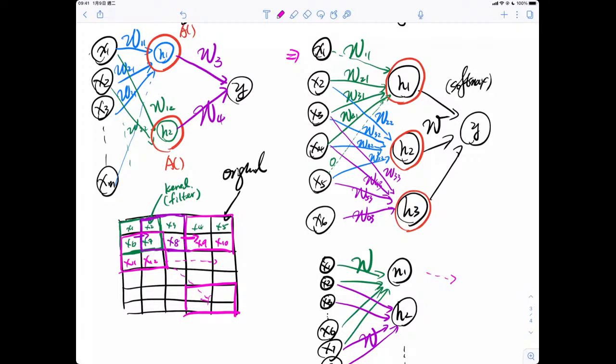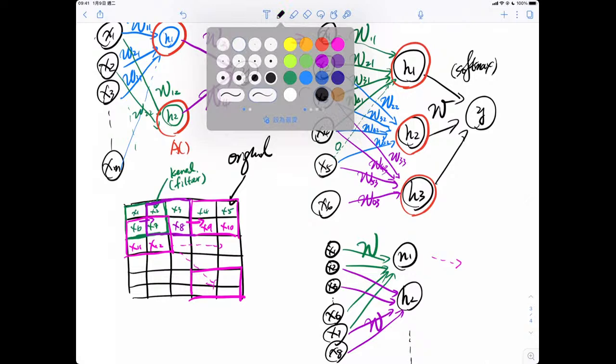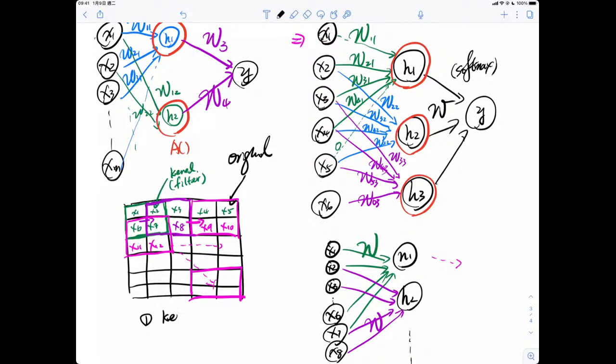Of course, your kernel can be larger, like 3 by 3, 4 by 4, 7 by 7, or you can design a kernel which is 2 by 3, 1 by 10, 2 by 5, something like that. That is one of the parameters you have to set. So one is the kernel size. Right here it is 2 by 2, for example.